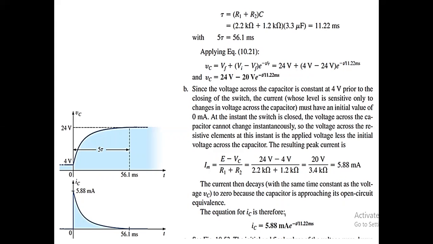Putting the values, the final value is 24. The initial value is 4. So we will get this. Now in the B part, we have to find the current.